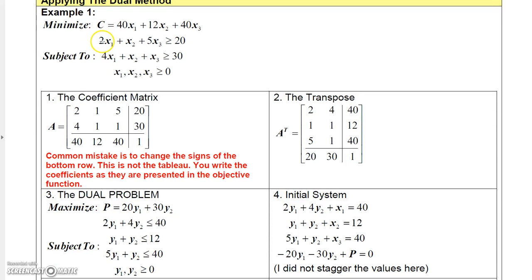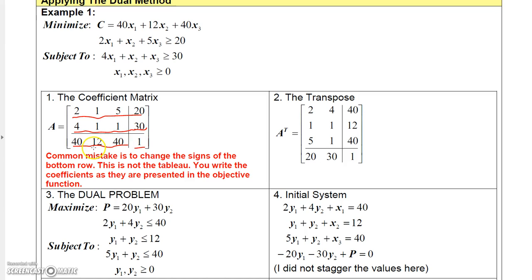And so what I'm going to do is take the coefficients from the first constraint, 2, 1, 5, and 20, and that's going to be my first row. And then the coefficients from the second constraint, 4, 1, 1, 30, that's going to be my second row here. And then the coefficients of my objective function, 40, 12, and 40, are going to make up my final row, and the 1 just stands for 1C.